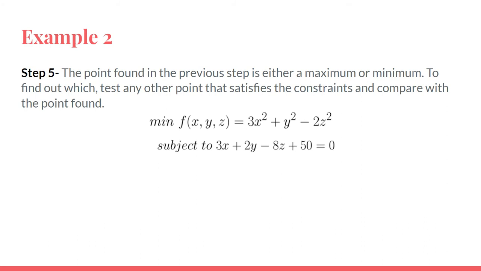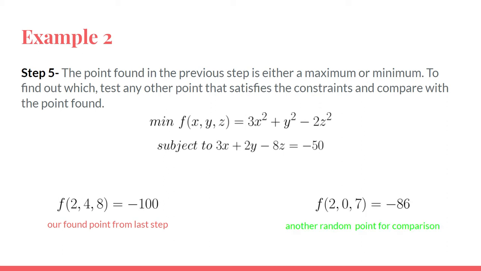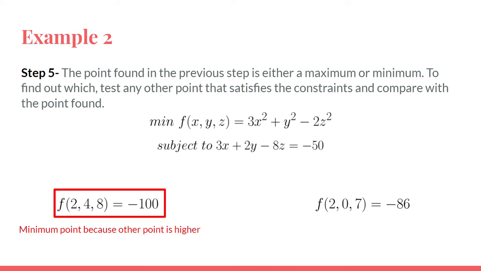The point we found in step 4 is either a maximum or minimum. To find out which, again, we must test any other point that satisfies the constraint and compare them with the point found. So if the point we found is 2, 4, 8, we have that f of 2, 4, 8 is equal to minus 100. We then test another random point, for example 2, 0, 7. F of 2, 0, 7 is equal to minus 86. Because minus 100 is less than minus 86, we can safely say that the point we found in step 4 is a minimum point. So therefore, we found values for the decision variables that minimize our objective function f.